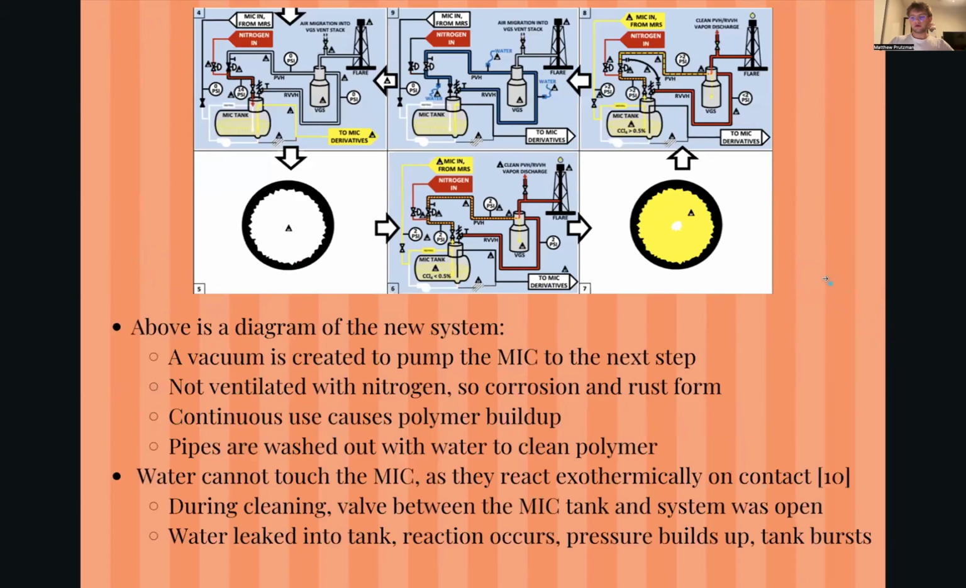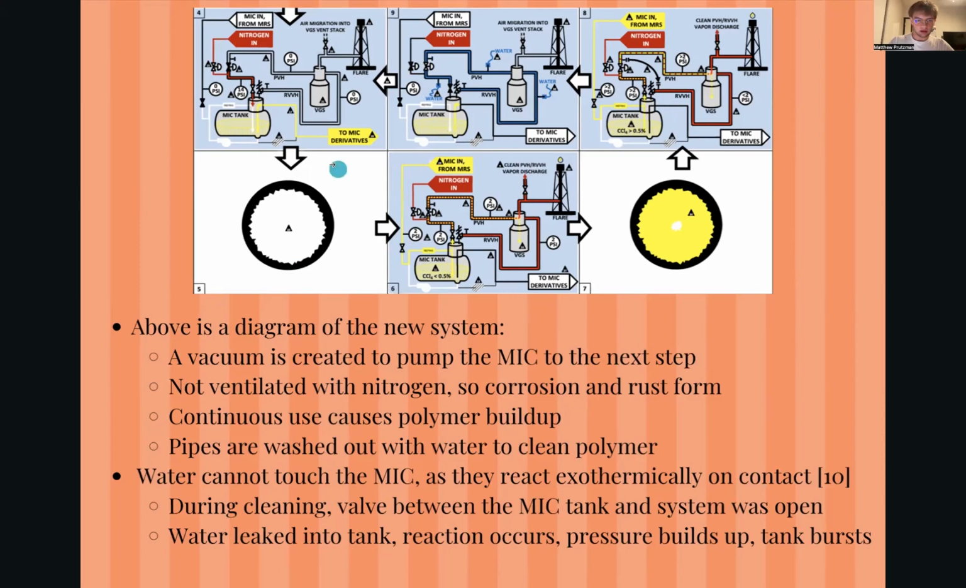The new system involved using a vacuum system to vaporize the MIC and send it to the next steps through a bypass pipe. To create this vacuum, the inert nitrogen system had to be shut off and emptied, allowing oxygen to enter the pipes, causing the pipes to rust and causing the MIC to polymerize inside when the vacuum system was created to send it to the derivatives.